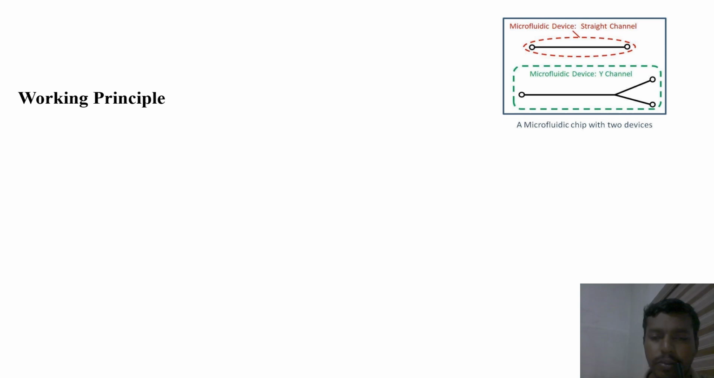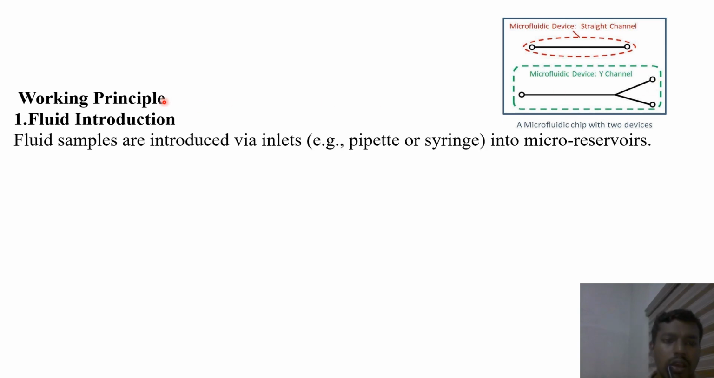Then the working principle. In this figure, you can see there is a microfluidic device. There is a straight channel. It is a Y channel. Okay, it is represented as another. So this is a microfluidic chip with two devices. The first one is a straight channel strip. The other is a Y channel strip. So we are going to understand how these work.